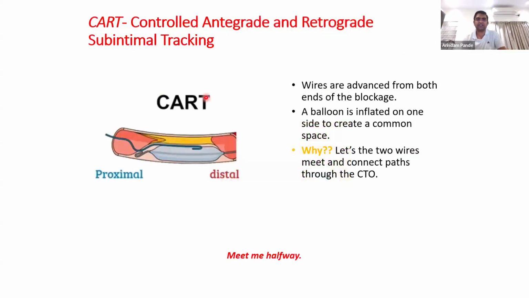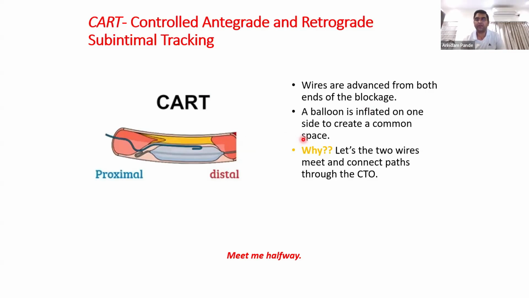Now, CART is very well known nowadays because a lot of CTO operators are doing retrograde CTO intervention. CART's full form is controlled antegrade and retrograde subintimal tracking. To be very honest, nowadays we are not doing CART, because in this technique you take a wire antegrade which has gone halfway into the CTO segment, and a retrograde wire. Then we take a balloon through the retrograde wire and inflate that.